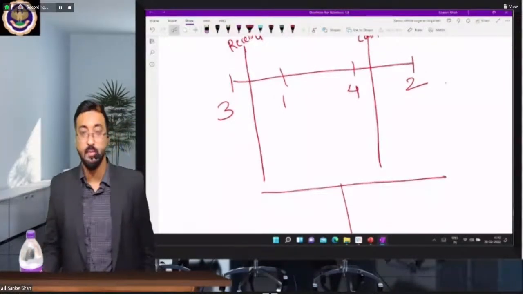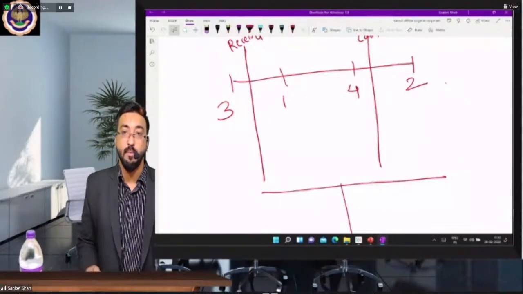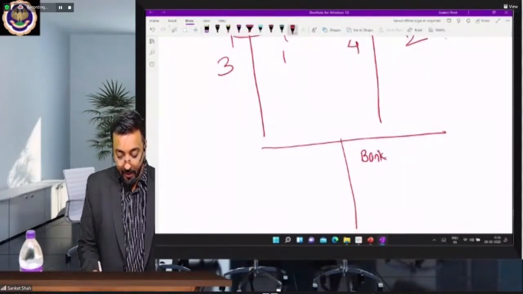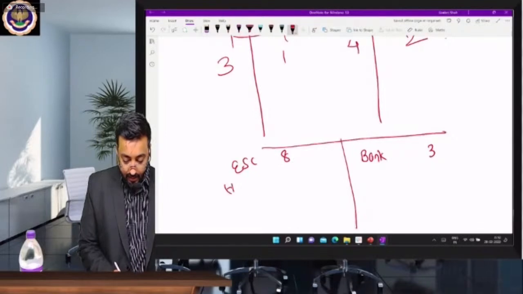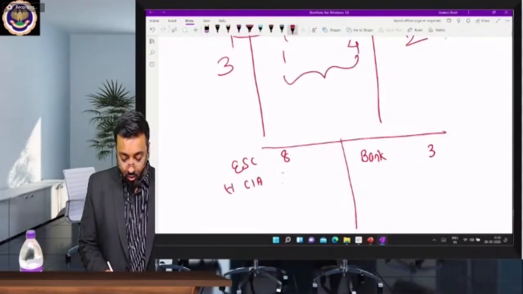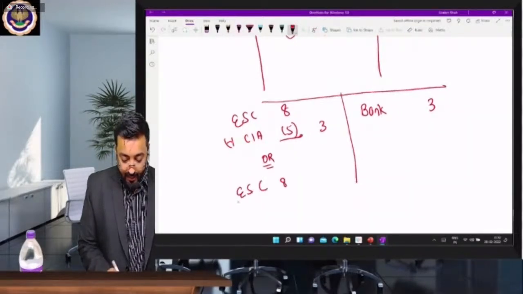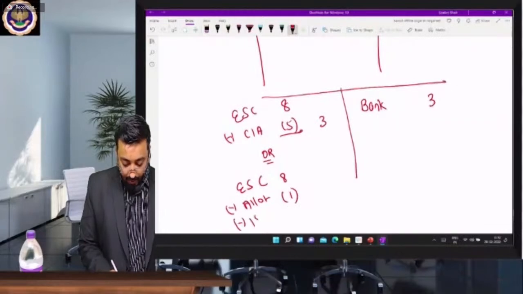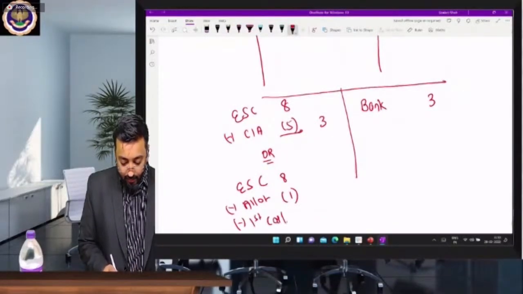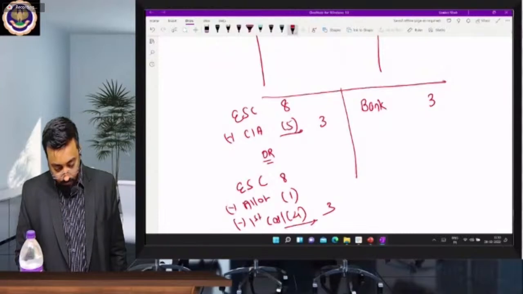First line is received and second line is called up. So beta received and called up. Bank account debit, yes beta, 3, very good. Equity share capital 8 minus calls in arrears is this 2 minus 5, 3, or equity share capital 8 minus allotment 1 and first call separately you will record na beta. So this is 3. Bank is 3 beta, bank is 3.